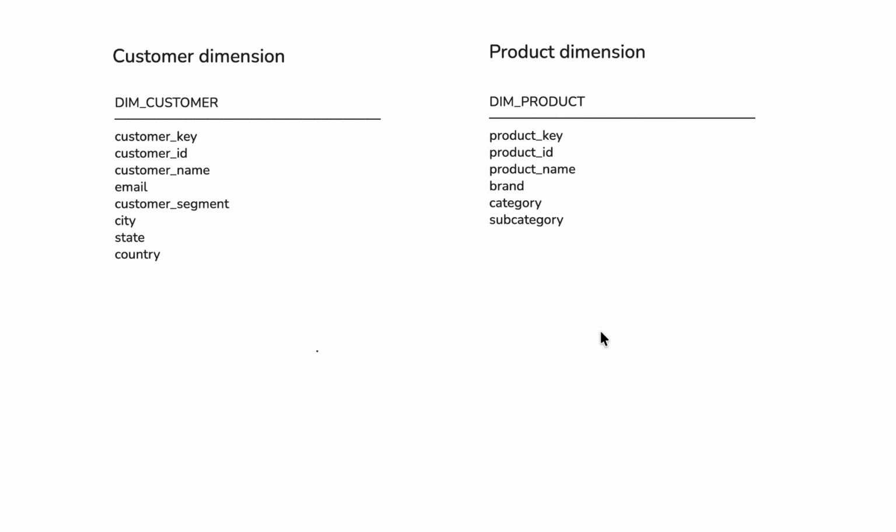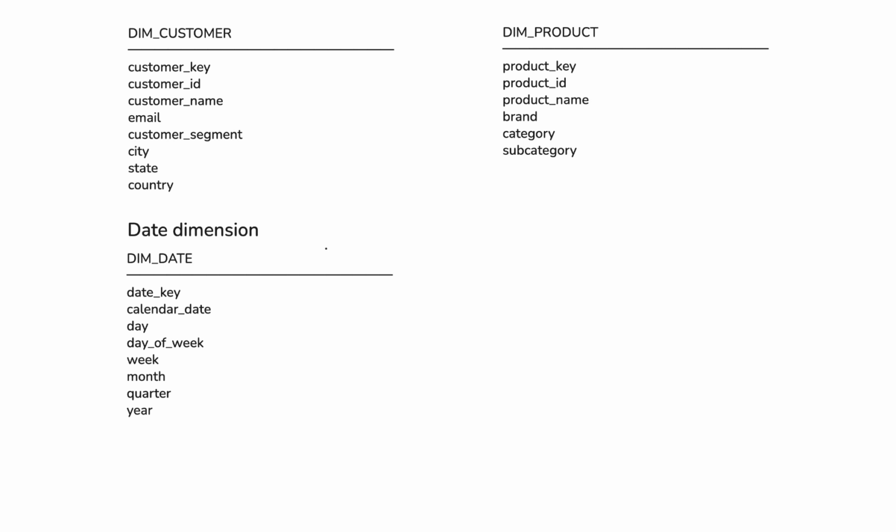Attributes like product name, brand, category, and subcategory give us different ways to analyze sales. Then we have date dimension. This answers the when. A date dimension gives us consistent attributes for days, weeks, months, quarters, years, and potentially fiscal calendars or holidays. Instead of every analyst repeatedly deriving these values, we define them once and use them consistently.